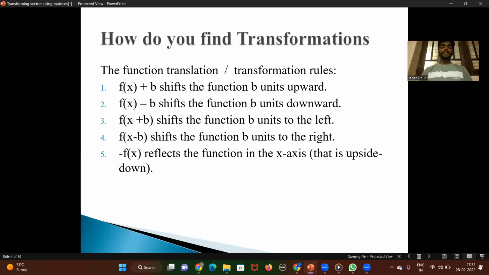The function translation or transformation rules are the below. F of x plus b shifts the function b units upward. F of x minus b shifts the function b units downward. F of x plus b shifts the function b units to the left. F of x minus b shifts the function b units to the right. Minus f of x reflects the function in the axis, that is upside down.